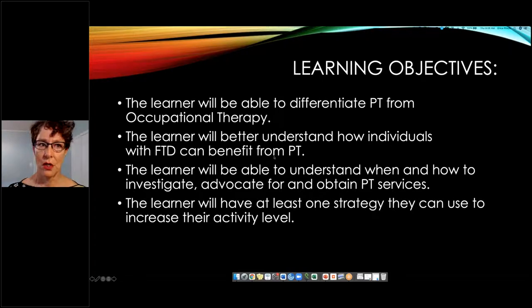So if the word exercise is not a fun word for you, that's okay. It's movement that's really important. And we know that movement and exercise is medicine. So any way that you can start moving more and sitting less is a good thing. Hopefully, by the end of today, you'll have some ideas on how to do that.